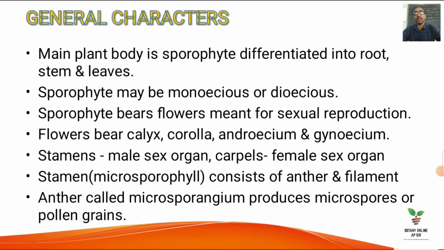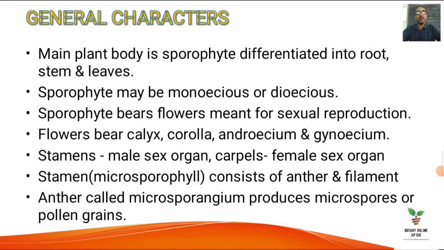Okay. So, you would be able to know what is the male flower and what is the female flower once we discuss the flower structure in case of angiosperms. So, you know that the main plant body is a sporophyte. Now, the sporophyte bears flowers which are meant for sexual reproduction. So, your flower is the reproducing organ in case of angiosperms. Now, flowers bear calyx, corolla, androecium and gynoecium. That means it bears four whorls: calyx, corolla, androecium and gynoecium.